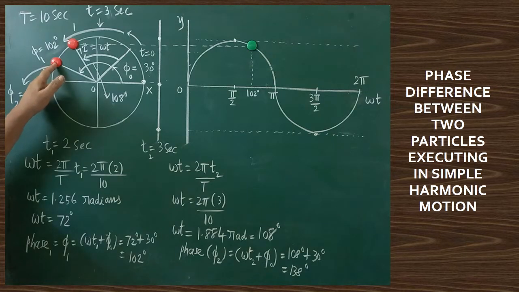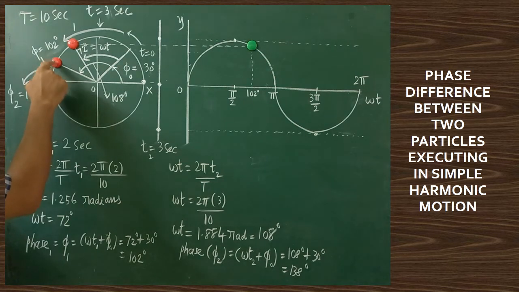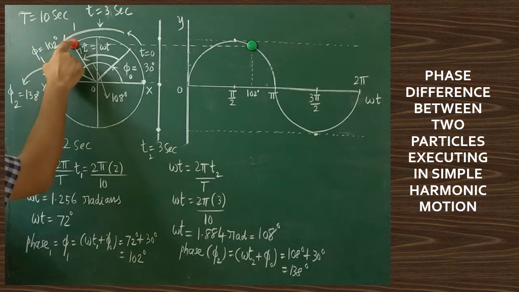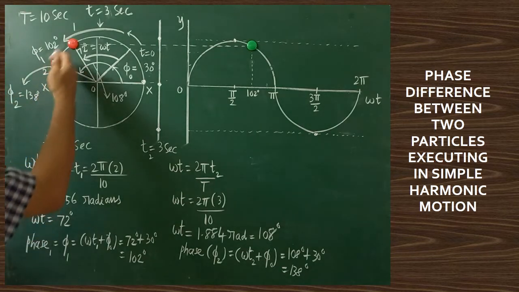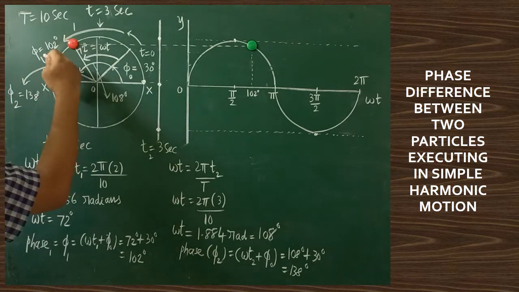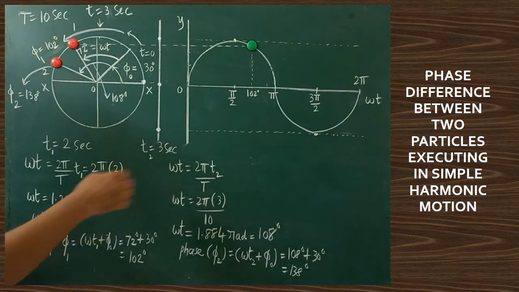Which one is leading? The second particle is leading when compared to the first particle. The second particle is leading and the first particle is lagging behind. Again, I would like to repeat: the second particle is leading when compared to the first particle. Otherwise, we can say that the first particle is lagging behind the second particle. Now we have to find the phase angle difference between the second one and the first one.